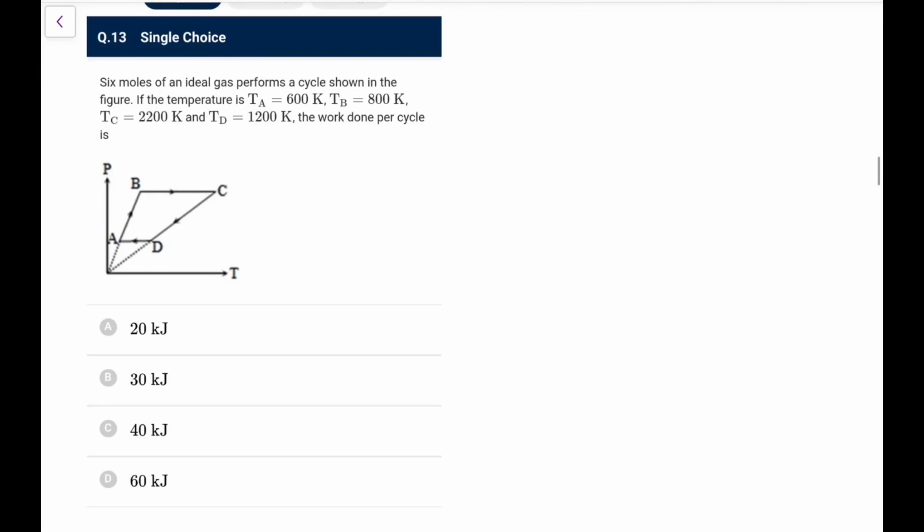6 moles of an ideal gas undergo a cycle shown in the figure. If the temperature TA is 600, TB is 800, TC is 2200, TD is 1200, the work done per cycle is? Again, look at the PT diagram. AB is volume constant. CD is also volume constant. First make it out. Now we have work done in two processes. Work in the isochoric ones is 0. So first calculate WBC, isobaric.